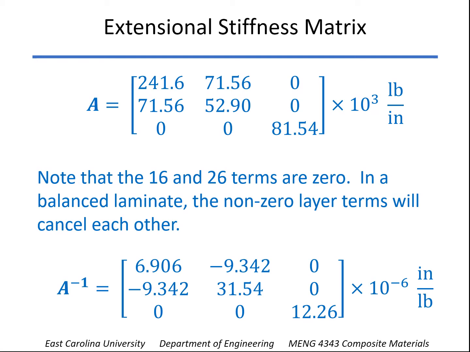And notice the units here. For the A matrix, we took the stiffness matrix in pounds per square inch, multiplied by thickness in inches, so we end up with pounds per inch. And when we invert that, the units now are inches per pound.